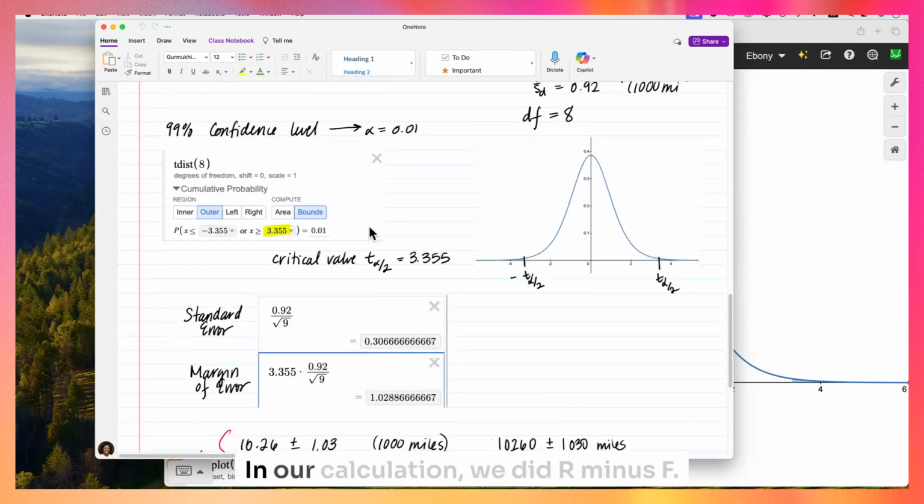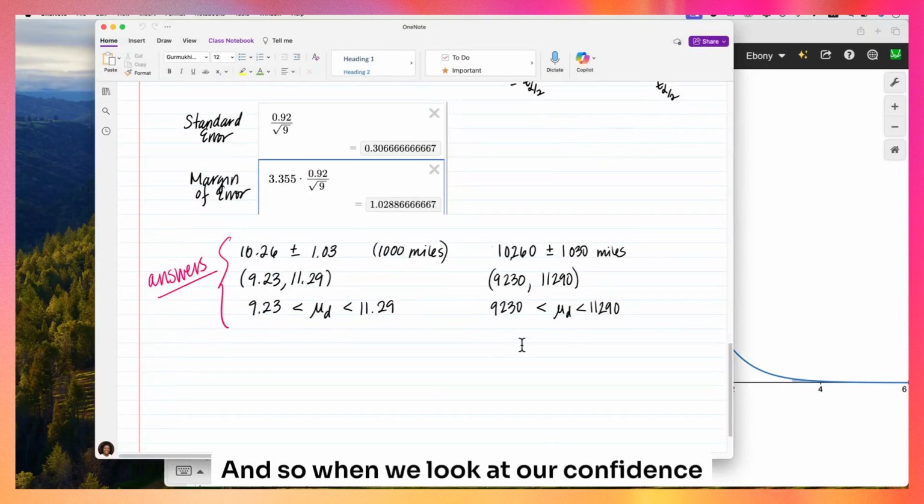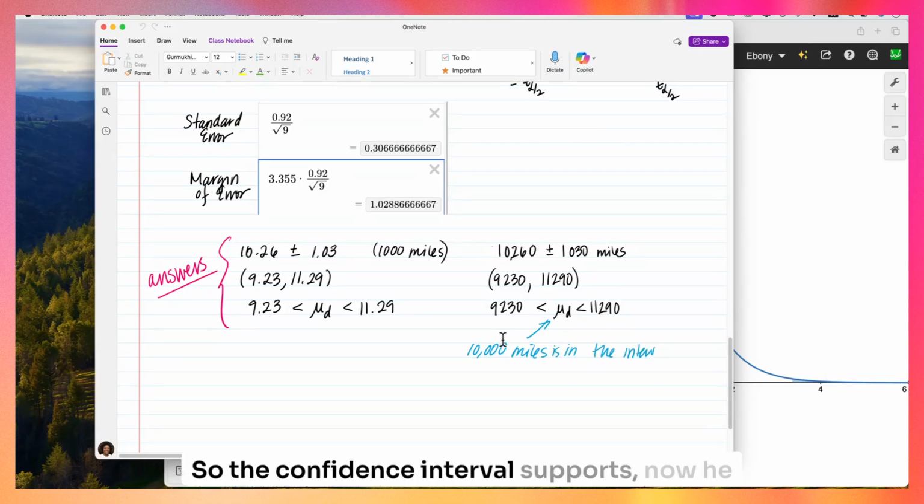Well, in our calculation, we did R minus F. So if the rear is more, the values are going to be positive, and that's what we see here, right? We see the rear minus the front equals mostly positive numbers. In every paired data set, the rear brake pad had a longer lifespan. And so when we look at our confidence interval, we see that the 10,000 that he's asking about is in. So the confidence interval supports it.